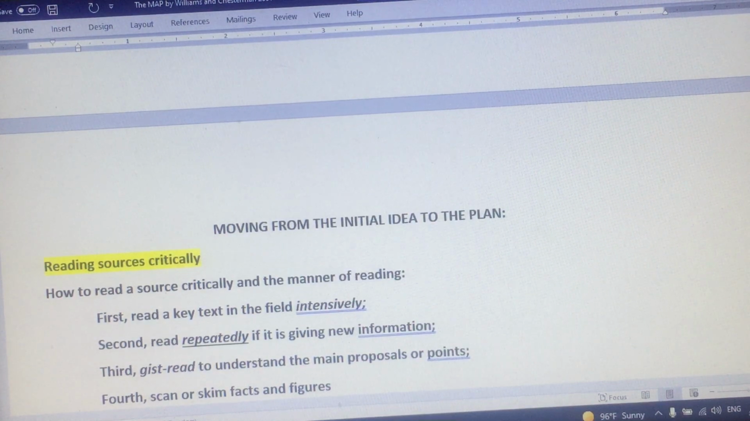The third thing, when you are reading critically, is that you need to read the summary, the gist of what's being said in the text, in order to understand the main points or the main proposals being given by the scholar.